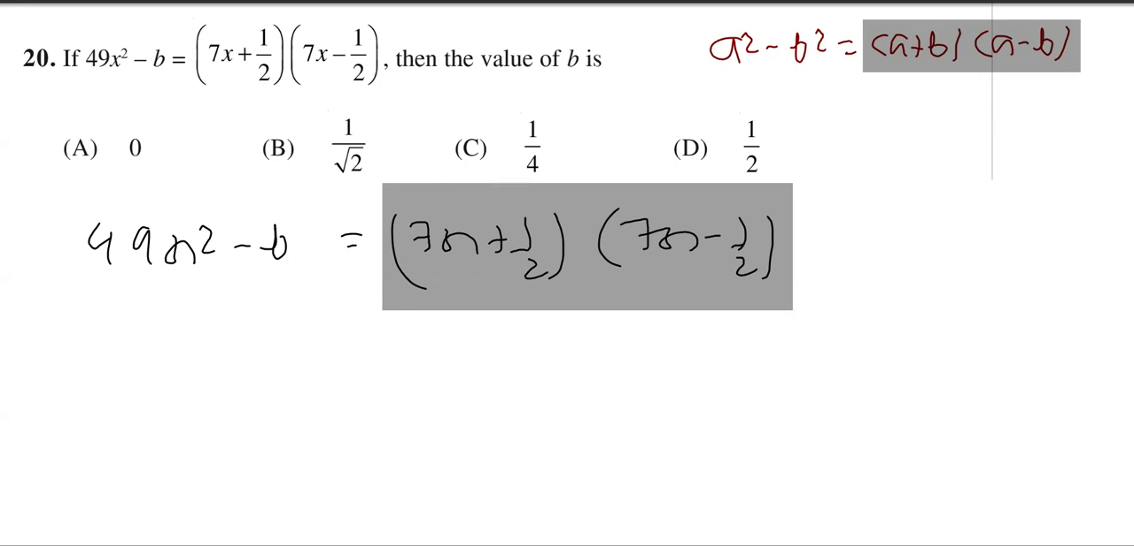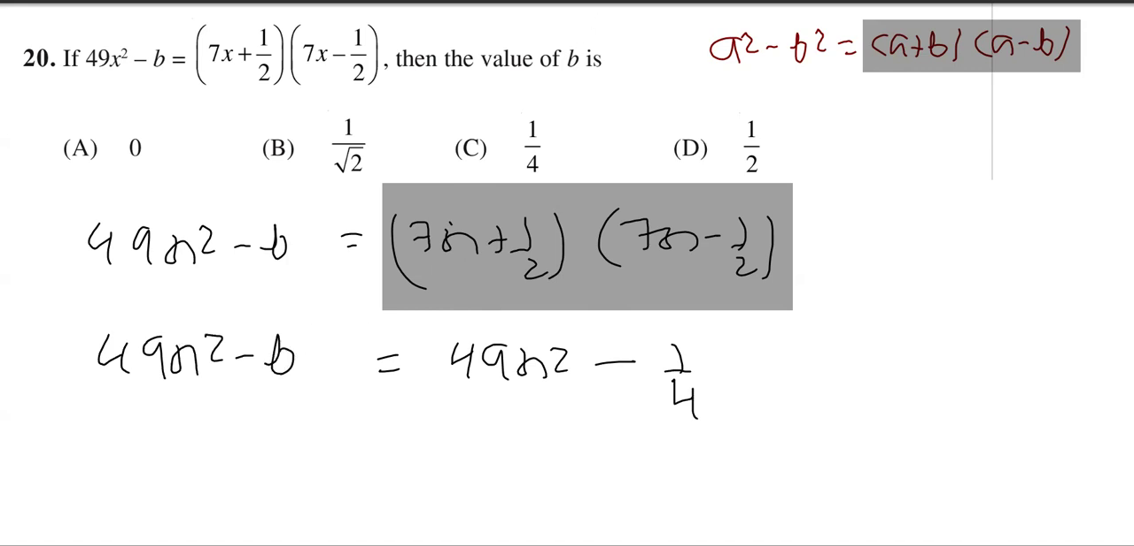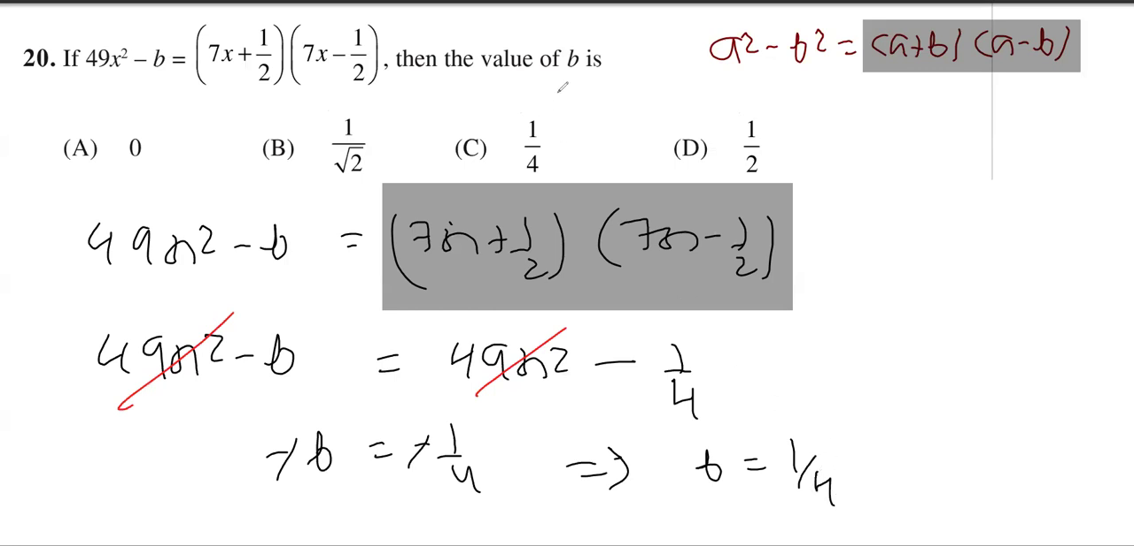So we can write a plus b into a minus b as a square minus b square, like a square, that is 7 square, which is 49x square, minus b square. b square is half square, which is minus 1 by 4. Now, the LHS is as it is. So this is b only, not b square. So if I reduce this, what we get in the next step is minus b is equal to minus 1 by 4. If you cancel minus also, that means we get b is equal to 1 by 4. So on comparing the LHS and RHS, we get b as 1 over 4.